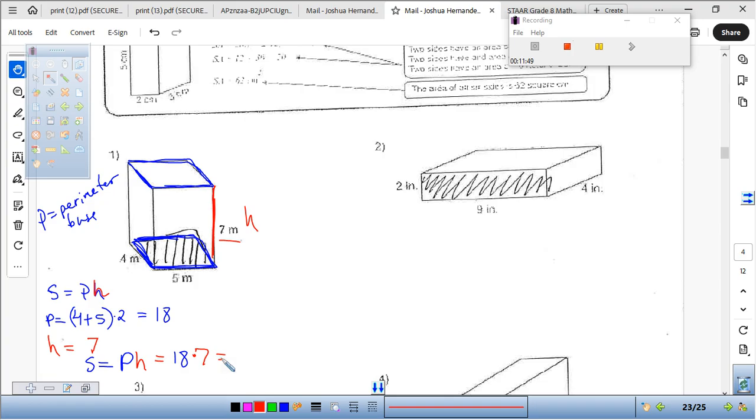I'll do it real quick. This one right here gives you 126. And don't forget, this is area, so it's meters squared. Now let's do the total. That is the lateral.